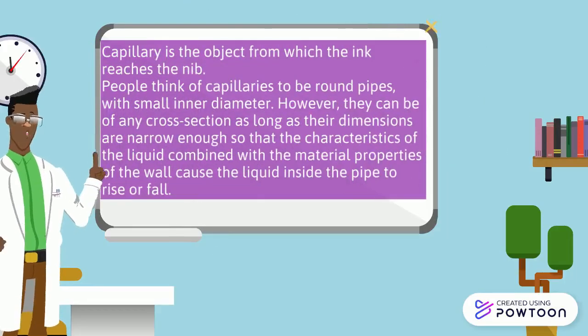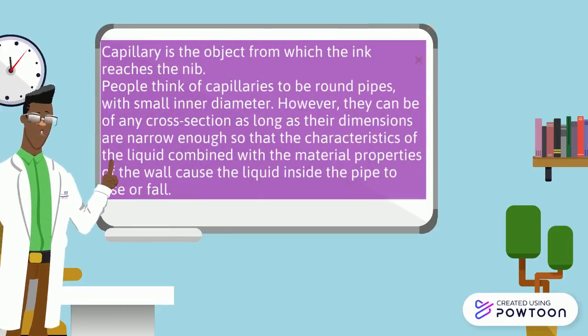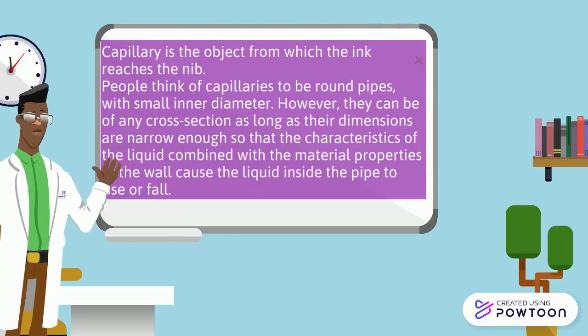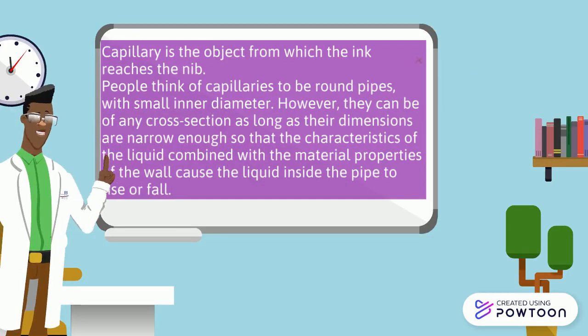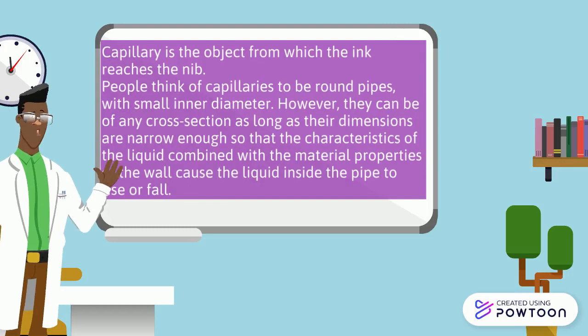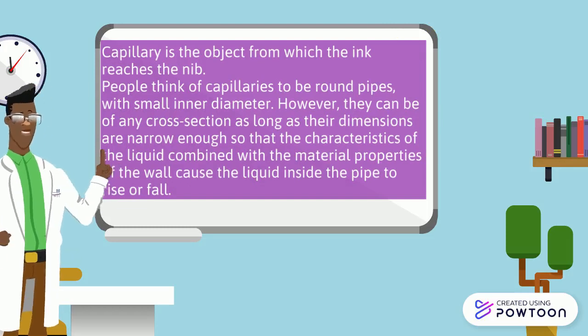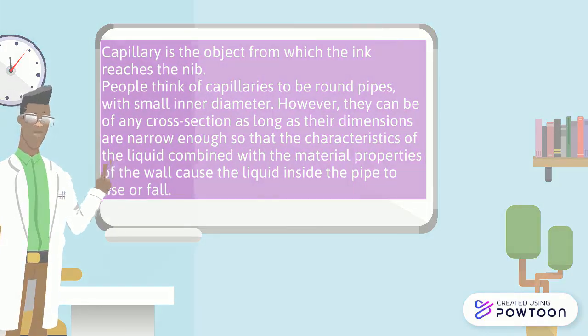Capillary is the object from which the ink reaches the nib. People think that capillaries are round pipes, but they can be of any cross section as long as the liquid combined with the metal properties causes it to rise or fall.